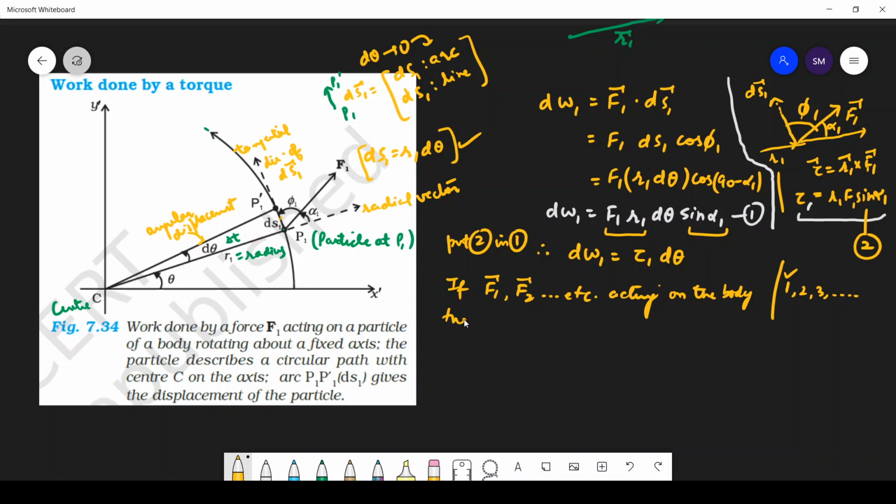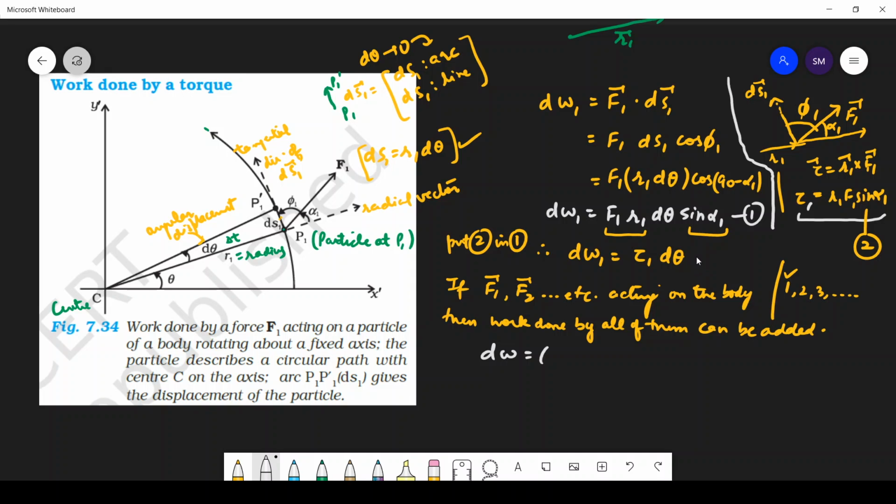then the work done by all of them can be added, right? Because work done is a scalar quantity, the work done by all these forces can be added. So what is work done? That is net force into displacement. How will we write the net force now?